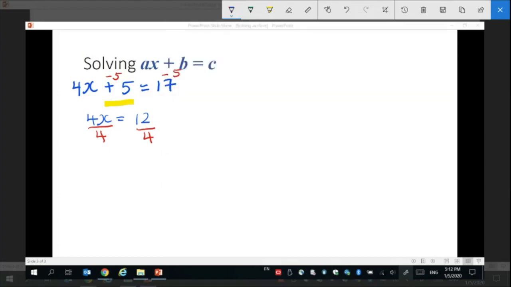Dividing by 4 on both sides, I'll find that x is equal to 3. So this is the answer. Let's look at another example.